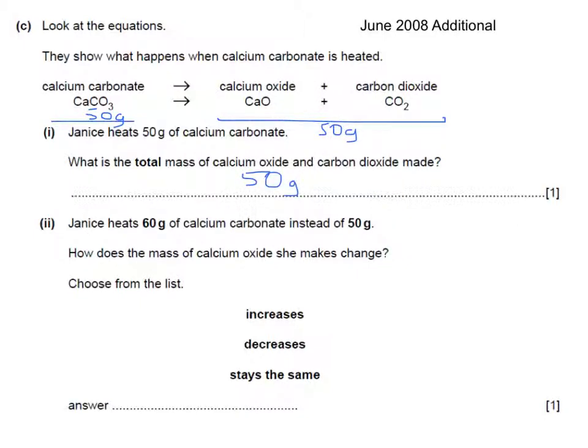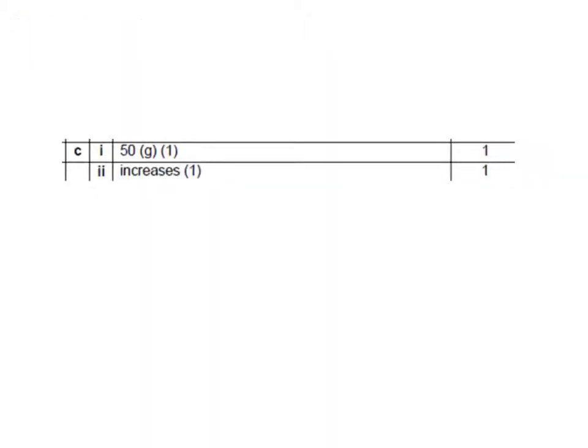Janice heats 60 grams of calcium carbonate instead of 50 grams. How does the mass of the calcium oxide she makes change? Well, if you're using more calcium carbonate, you'd get more product, so it would increase. And there are the answers to those questions: 50 grams of product and the mass of calcium oxide would increase.